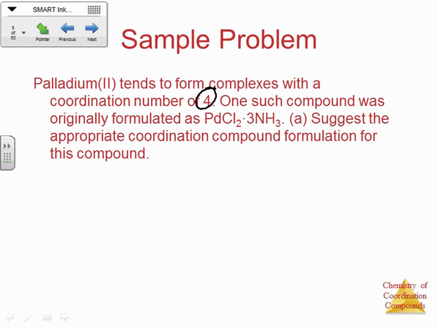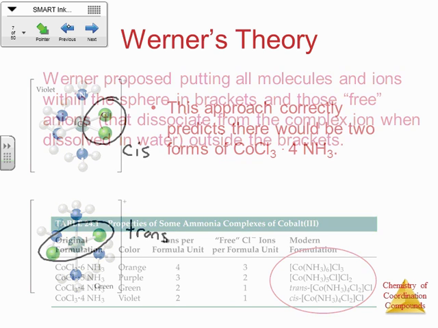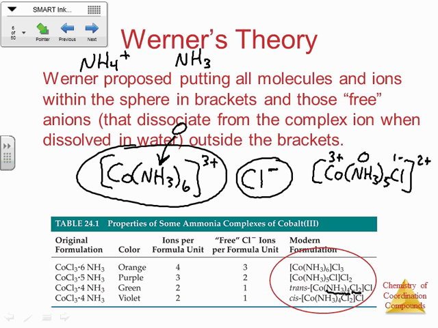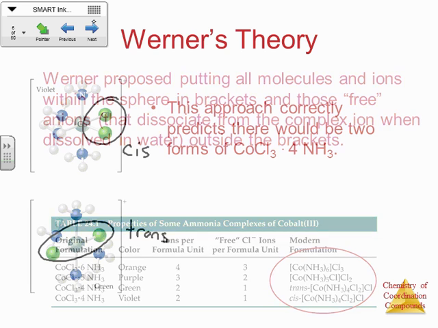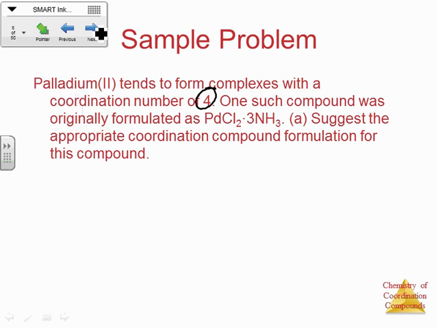Okay, so if you look back at the cobalt over here, this cobalt has a coordination number of 6, because in every single one of these, it's got 6 things bonded to it, right? So it's got 6 things bonded to it here. Still 6 things here. It's 5 NH3s, 1 Cl. So that would be a coordination number of 6. So here, if the palladium has a coordination number of 4, then that means it's going to have 4 things covalently bonded to it.